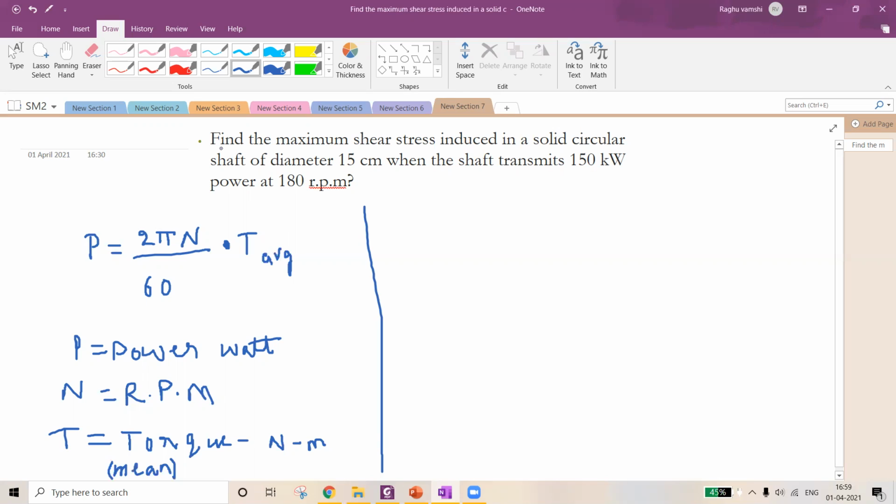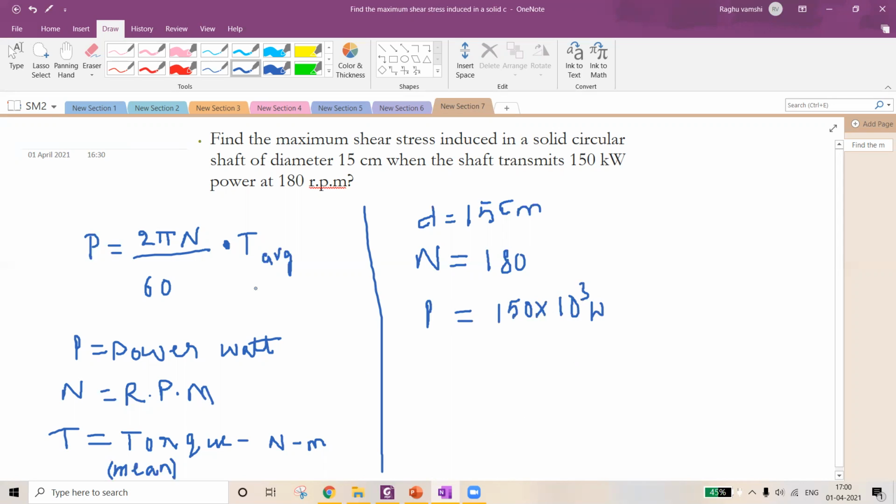See the problem here. Find the maximum shear stress induced in a solid circular shaft of diameter 15 centimeters, when the shaft transmits 150 kilowatts power at 180 rpm. Write down the given data. The diameter is 15 centimeters, rpm is 180, and power is 150 kilowatts or 150 into 10 to the power of 3 watts. Kilo means 10 to the power of 3.